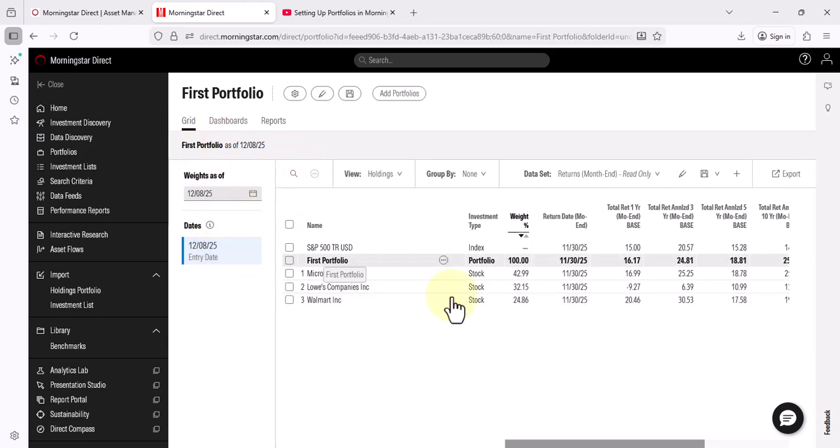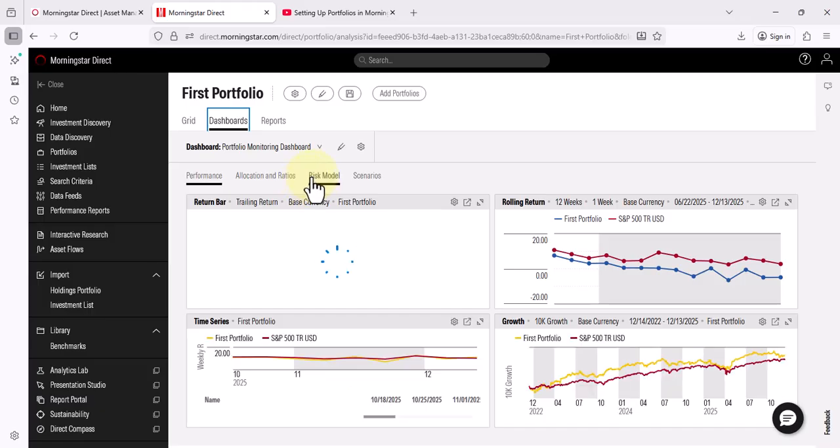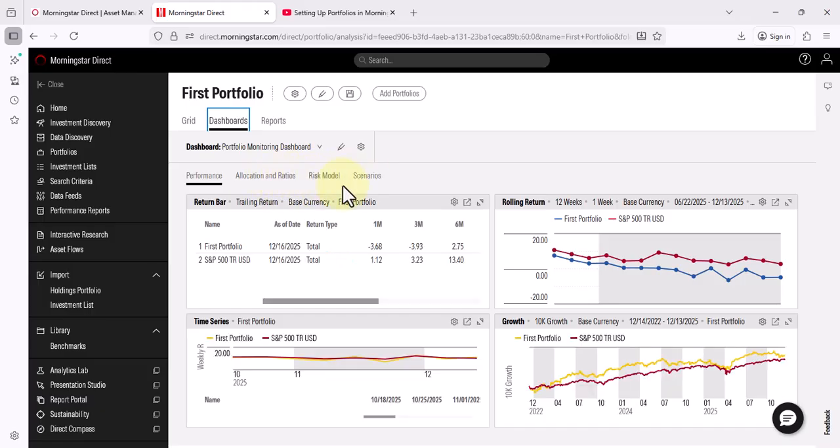And what I want to do here, in order to access this information, is go to the dashboards. So you'll select dashboards up here, and you'll see here it says performance, allocation and ratios, risk model, and scenarios. We're not going to go through all of these today. We're just going to answer those questions that I have out on the document there.